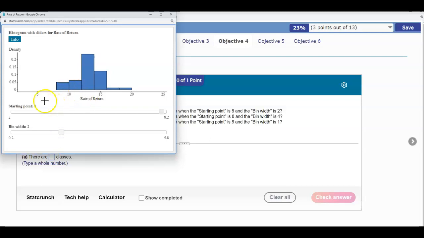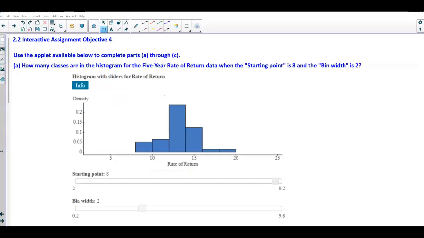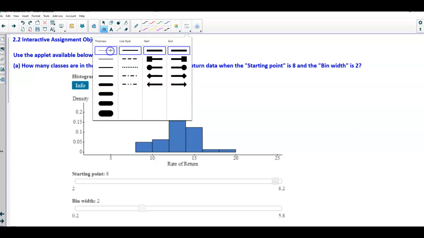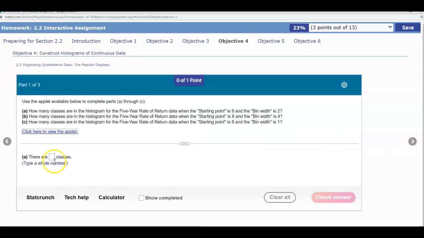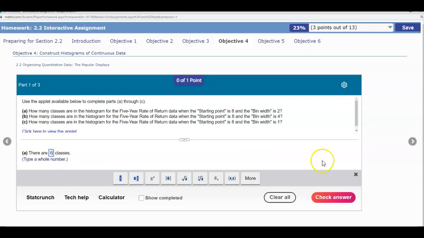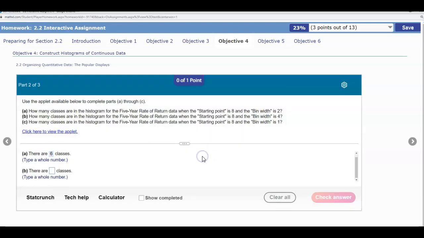So we want to figure out how many classes there are here. So here is the graph. Well, each particular rectangle represents a class. So there's 1, 2, 3, 4, 5, 6 classes. So there's 6 rectangles. We have 6 classes. So let's put in the answer for 6 and see if we get that. There's our result.